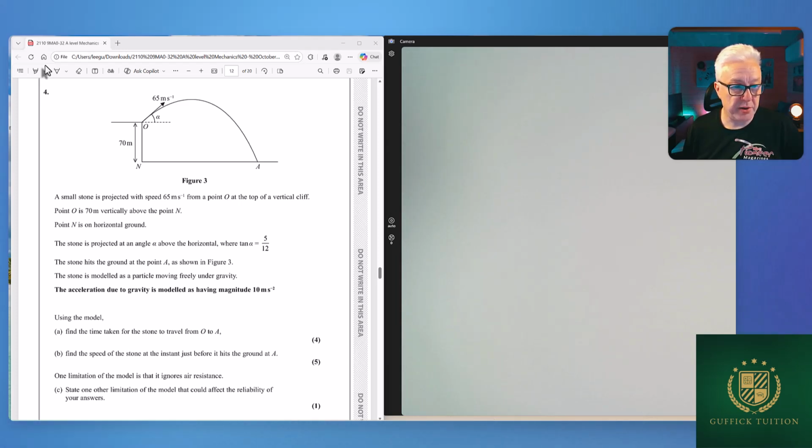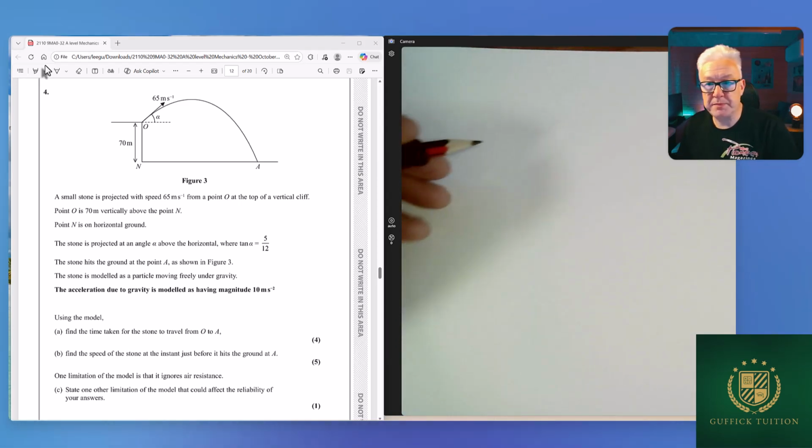The point N is on horizontal ground. The stone is projected at an angle of alpha above the horizontal where tan alpha is 5/12. The stone hits the ground at point A as shown in figure 3. The stone is modelled as a particle moving freely under gravity. Take acceleration due to gravity as 10 meters per second squared, that's important. Using the model, find the time taken for the stone to travel from O to A.